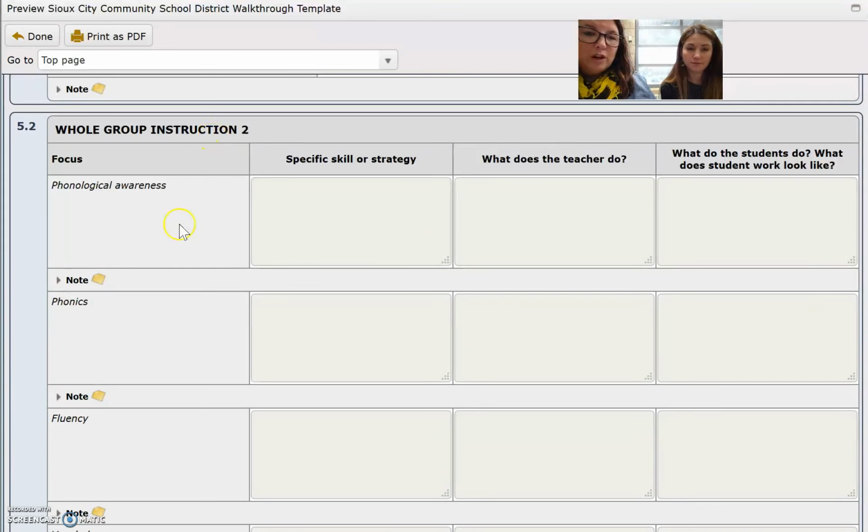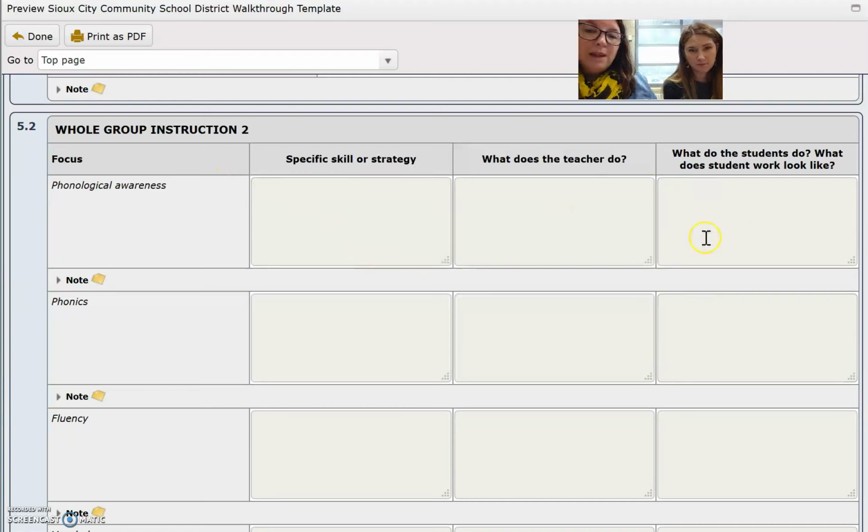So within whole group instruction, if I was teaching my first grade lesson in phonics, what specific skill? Well, I hope that they saw explicit instruction of, we'll just say, at. So what does the teacher do? I model, I provide guided practice, I allow opportunities for students to turn and talk. That might be in there. And then what do the students do? Students are listening, they are responding chorally, they are contributing other words that have the at rhyme in them. So that could be that component.